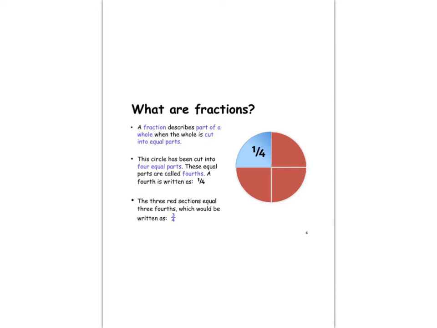If you look at this circle, the fraction 1/4 is shown. That fraction describes part of a whole when the whole was cut into 4 equal parts. 1/4 means 1 out of the 4 equal parts. The red section would be 3/4 because 3 out of the 4 equal parts are shaded red.